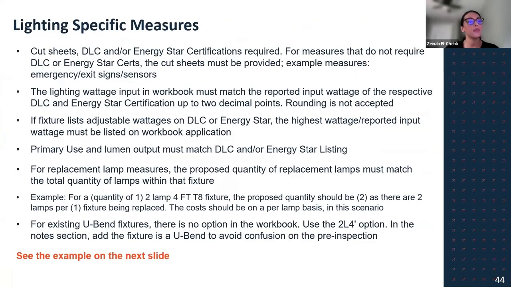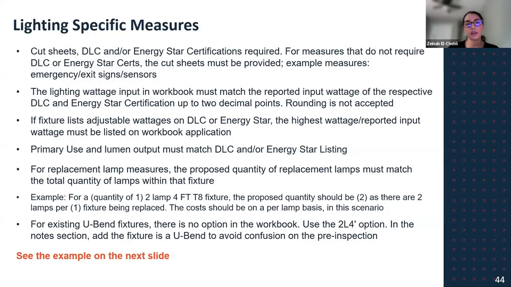So we're just jumping in here for some more lighting specific measures. When it comes to lighting specific measures in the workbook, we will be asking for a few of the same common things over and over again. We would like to see the cut sheets for the lighting fixture that you are installing. Cut sheets, spec sheets, you can use those words interchangeably. We will need the DLC and the energy certification as well.